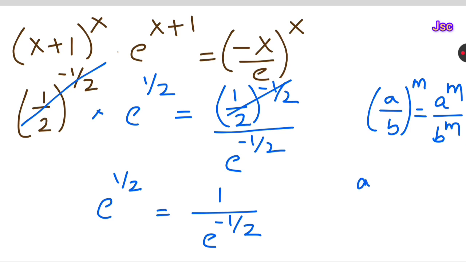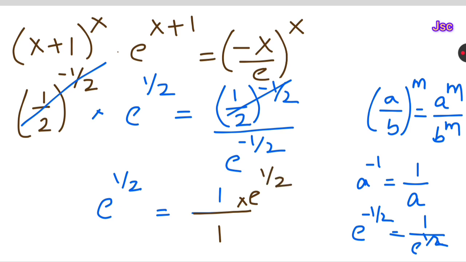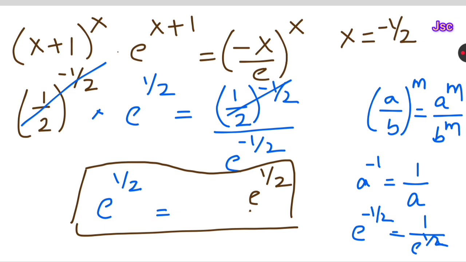If we have a raised to the power of minus 1, we can write this as 1 over a, the reciprocal of a. Similarly, e raised to the power of minus 1 by 2, we can write as 1 over e raised to the power of plus 1 over 2. So the right hand side we can write as 1 over e raised to the power of plus 1 over 2, and so on the right hand side we get only e raised to the power of 1 over 2. Hence left hand side is equal to right hand side. That means it is satisfied. The x value minus 1 over 2 satisfies the given expression. So the x value is minus 1 over 2.